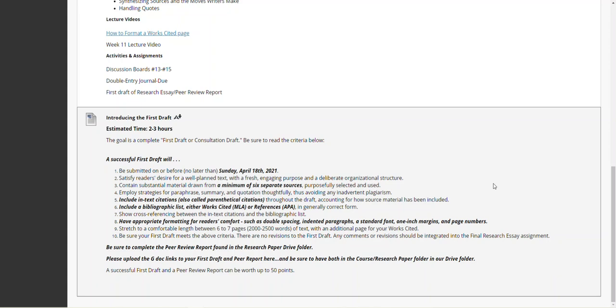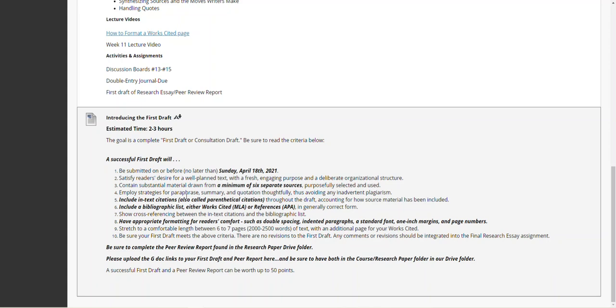We're looking for a well planned text, fresh, engaging purpose, and deliberate organizational structure. Substantial material drawn from a minimum of 6 separate sources. Employing your strategies of paraphrasing, summarizing, and quotation thoughtfully, thus avoiding inadvertent plagiarism. We have to include our in-text citations, and also there's going to be our works cited page, and you'll have to indicate the cross-referencing between in-text and the works cited page, right? We'll cover that in a separate video later, I believe in the front part of next week. Appropriate formatting, MLA guidelines apply.